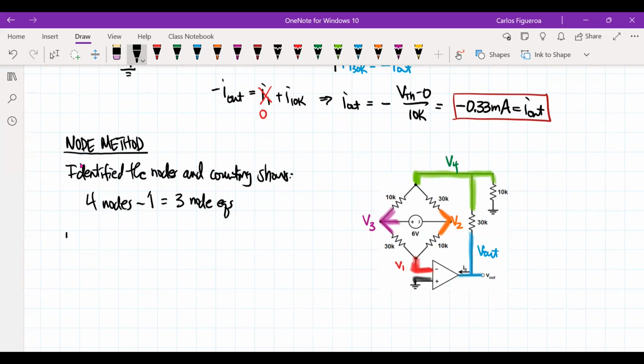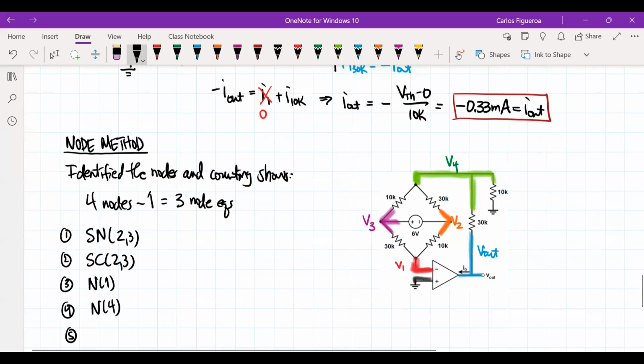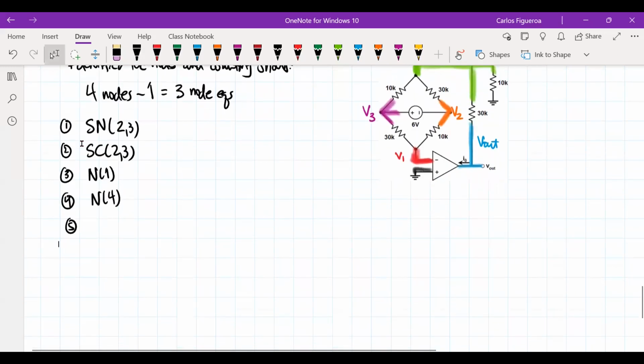So I'm going to have one equation that's going to be the supernode between 2 and 3. And then, of course, I need a super condition. And then you could see that I got node 1. I don't know what node 1 is. So I have node 1, and I don't know what node 4 is. So this guy is node 4. And then I have a 5th equation that has to be the ideal model.